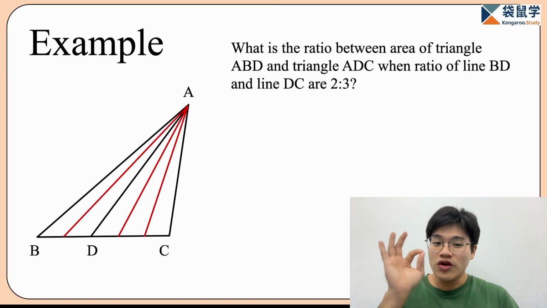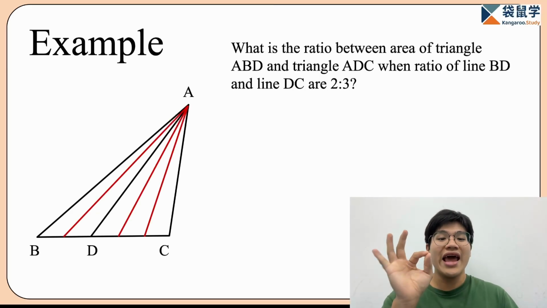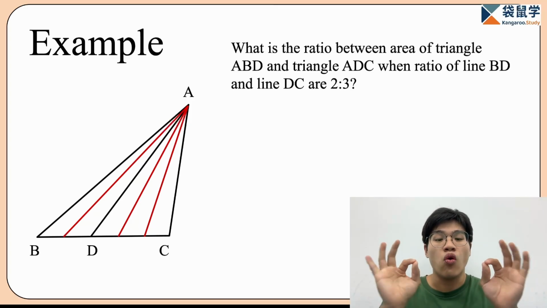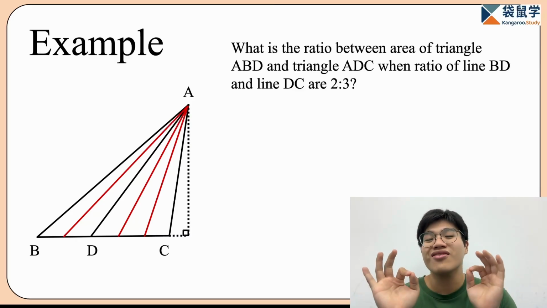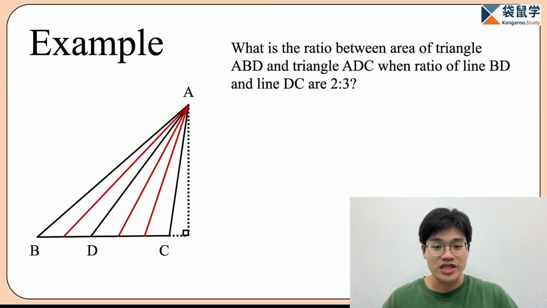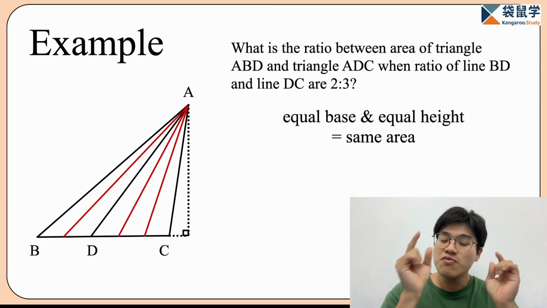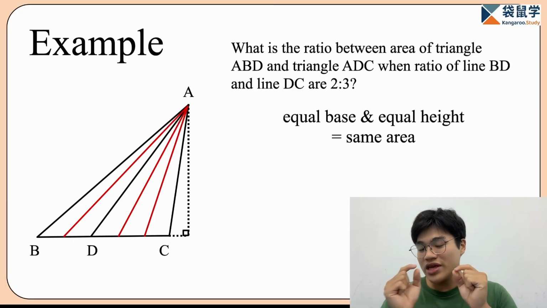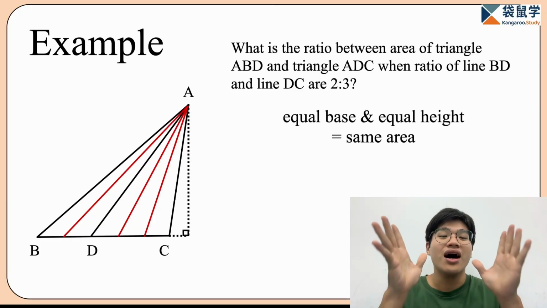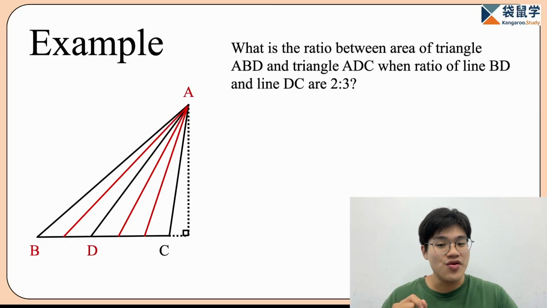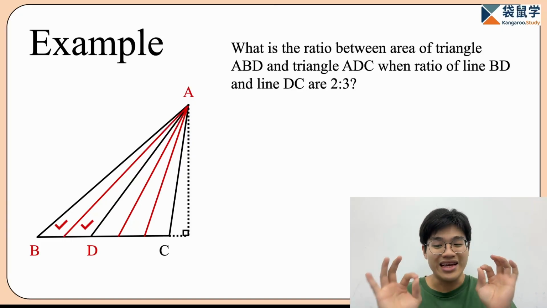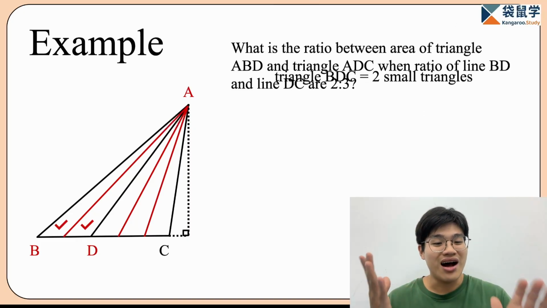In this graph, each small triangle has an equal base. Now let's look at their height. Their heights are also equal. And with the conclusion we just made, equal base and equal height means the same area. So each small triangle has the same area. Now let's look at triangle ABD here. How many small triangles does it include? It includes 2 triangles. Now let's write that.